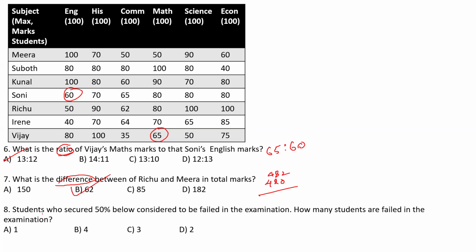Okay. Next one: students who secured below 50% are considered to be failed. So less than 50 is considered failed. How many students have failed the examination? The answer is less than 50. See, Subodh failed in economics, Kunal passed, Surya passed, Richu passed, Iron failed, Vijay failed. So these three people have failed in the examination: Iron, Vijay and Subodh. So 3 is the answer.